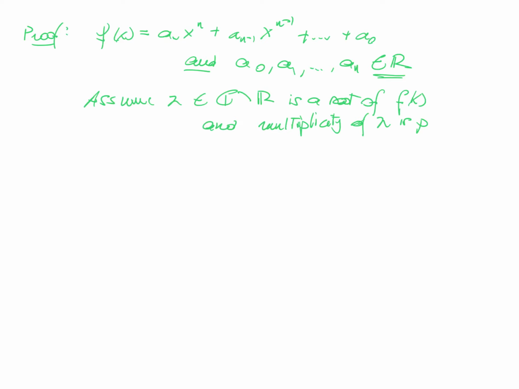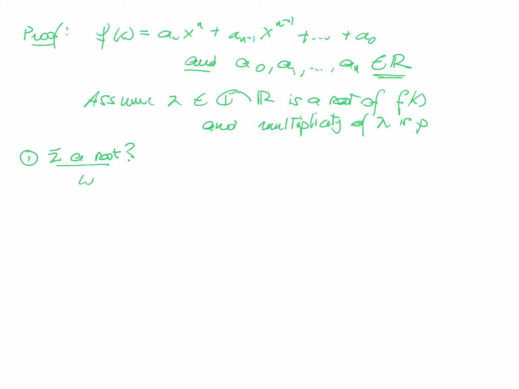What we now have to prove is that on the one hand, the conjugate of z is also a root of f of x, and then we also have to prove that the multiplicity of z conjugate is equal to p. So we start with z conjugate. So is this also a root of f, yes or no? So what happens if I plug in z conjugate?